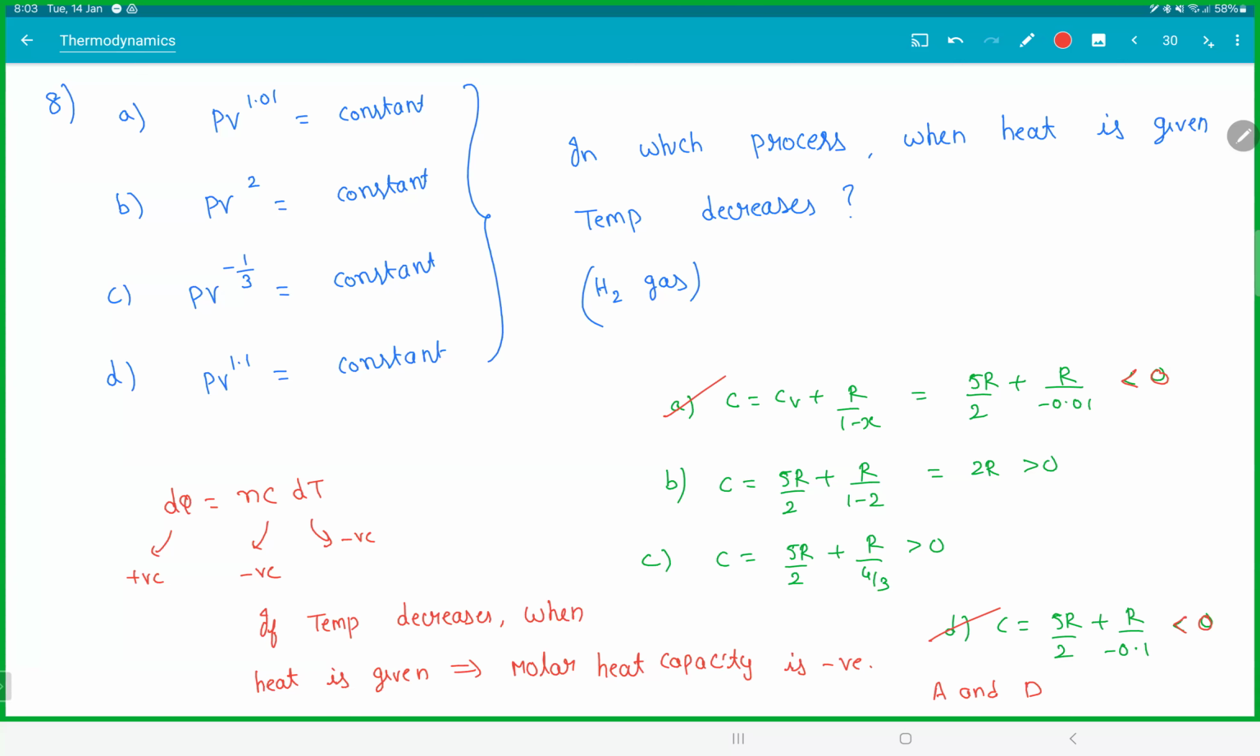Make sense? That's it. So the main idea is that whichever process has negative heat capacity, its temperature will drop when heat is given. That was the idea in the question. Sure, everyone? You can extend this question further. You can try that as homework: in which process the work done is positive and in which the work done is negative. You can try that at home.